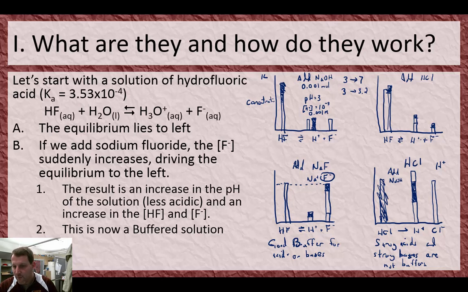You have a reservoir of F minuses that can sop up any extra H pluses in there, turning them into HF. Or if you lose H plus by adding a base, you've got a bunch of extra H's that are bound to F minus that can dissociate and replace some of those. And that's how a buffer works. And that's why it's important to have a weak acid with its conjugate base or a weak base with its conjugate acid.